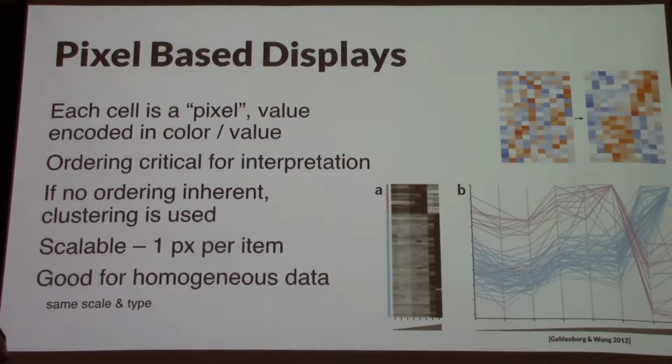And one thing that is important to know is that heat maps are really mainly usable for homogeneous data. So same scale and same type of data. And that's why they, for example, are very often used for gene expression data, where you have a large matrix of very homogeneous data.